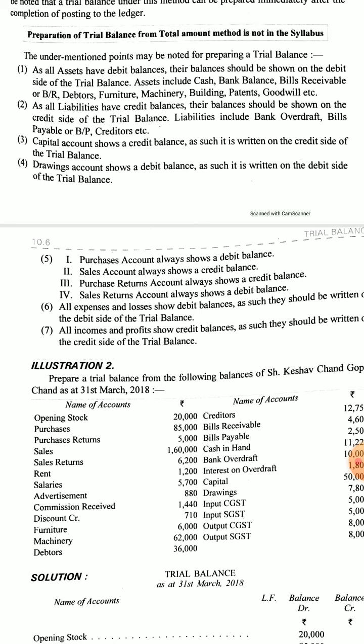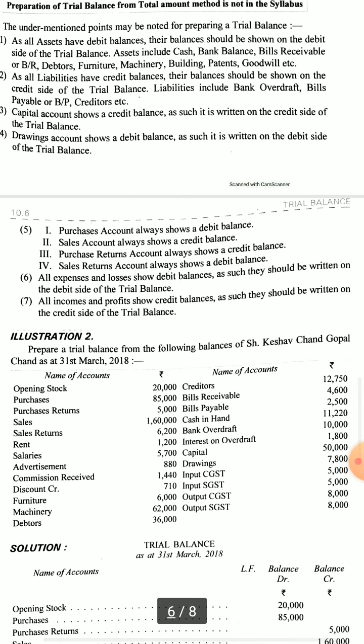Again, capital account shows a credit balance, so it must be written in the credit side. And drawing account shows a debit balance, so it must be written in the debit side. Again, purchase account is always having debit balance, and sales account always shows a credit balance. Again, purchase return is just opposite to purchase, so it will be having credit balance, and sales return will always have a debit balance. All expenses and losses, as I already explained, are written here.